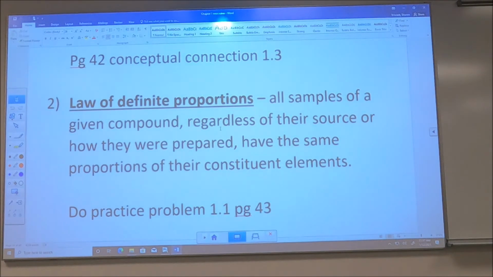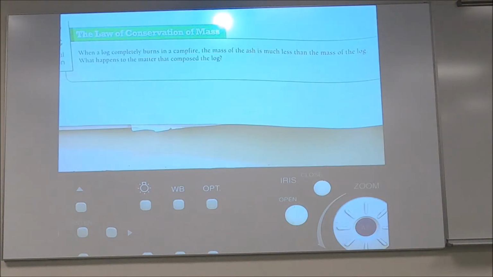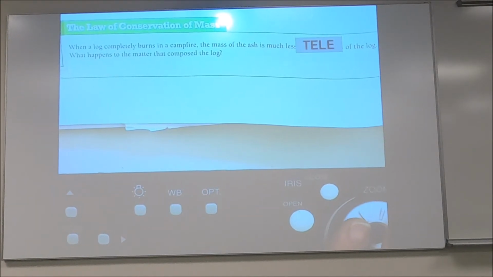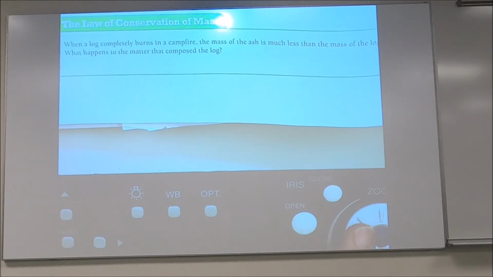Okay guys, I am back and we're going to talk about the conceptual questions for the law of conservation of mass, law of definite proportion, and the law of constant composition. The first problem we're going to look at is the law of conservation of mass problem. It says when a log completely burns in a campfire, the mass of the ash is less than the mass of the log. What happened to the matter that composed the log?